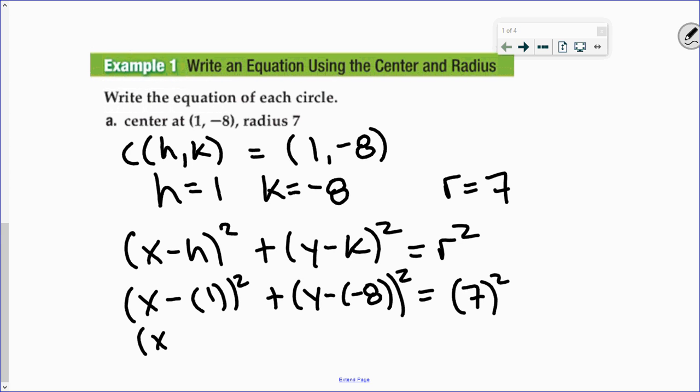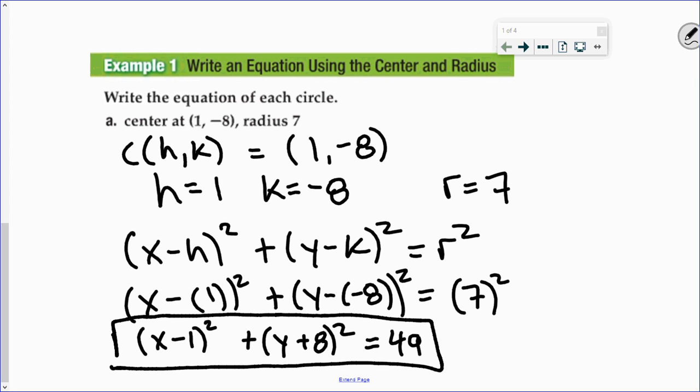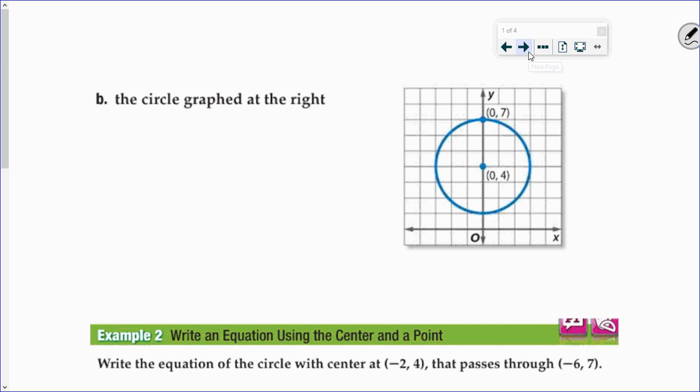Of course, this just becomes (x minus 1) squared plus y. This has got a double negative, minus -8. That becomes plus 8 squared equals, well, 7 squared, of course, we can simplify that to 49. All right, and so this is the equation in standard form. Guys, notice when we had a center value that was a negative, that became a plus 8. That was a y plus 8. That's because we have minus h and minus k in that standard form. So keep that in mind. It's definitely noteworthy as we go through this section.